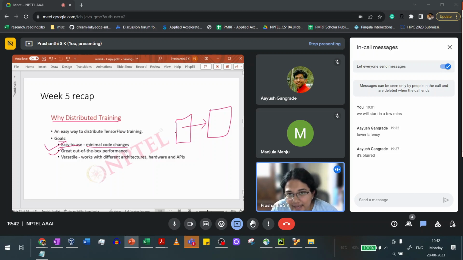So for instance, I might be doing this on GPUs, and then I might say, okay, I have a TPU, how can I try out the same code on this? All those things are desirable from the perspective of a framework. So these are goals for TensorFlow's distributed training, and broadly it aims to be an easy way for distributing TensorFlow training.